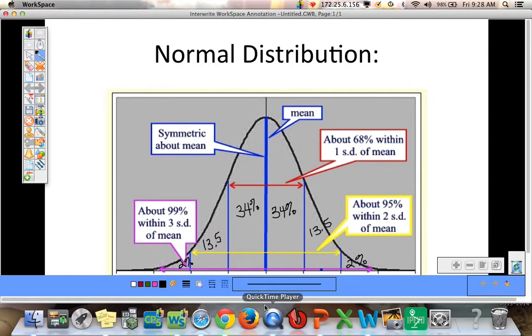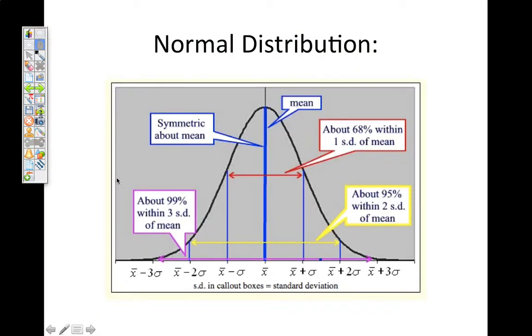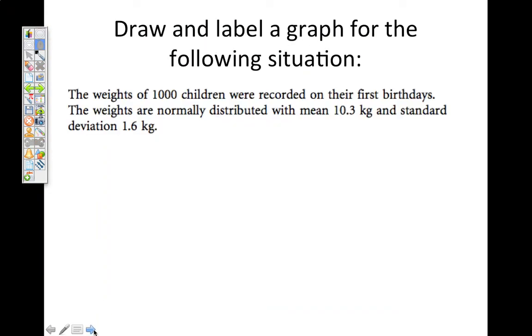So if something is normally distributed, the data will be pretty much distributed like this. If it's 1 standard deviation away, it's 34% of the data in each of these bins. If it's 2 standard deviations away, 13.5% of the data, and if it's 3 standard deviations away, it's about 2% of the data. So we're going to practice using that graph for the remaining problems.